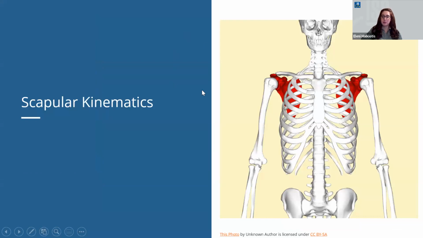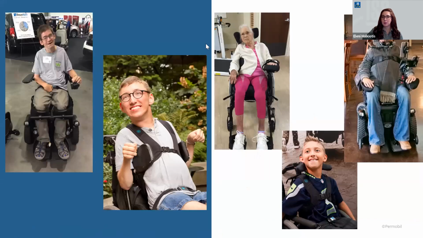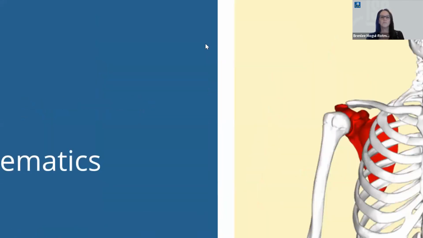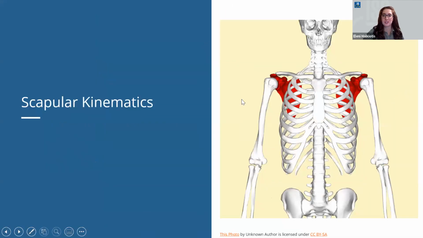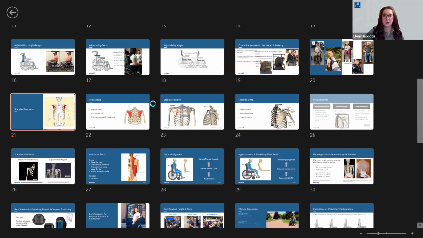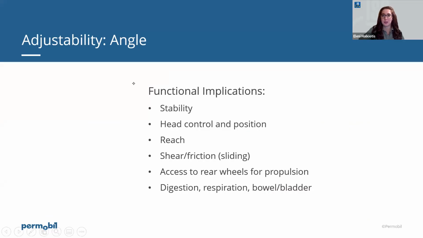Okay, now we're going to review scapular kinematics as they relate to manual wheelchair use and propulsion. The thing has a mind of its own, but we're going to do our best to just proceed. I don't know why it's all over the place.